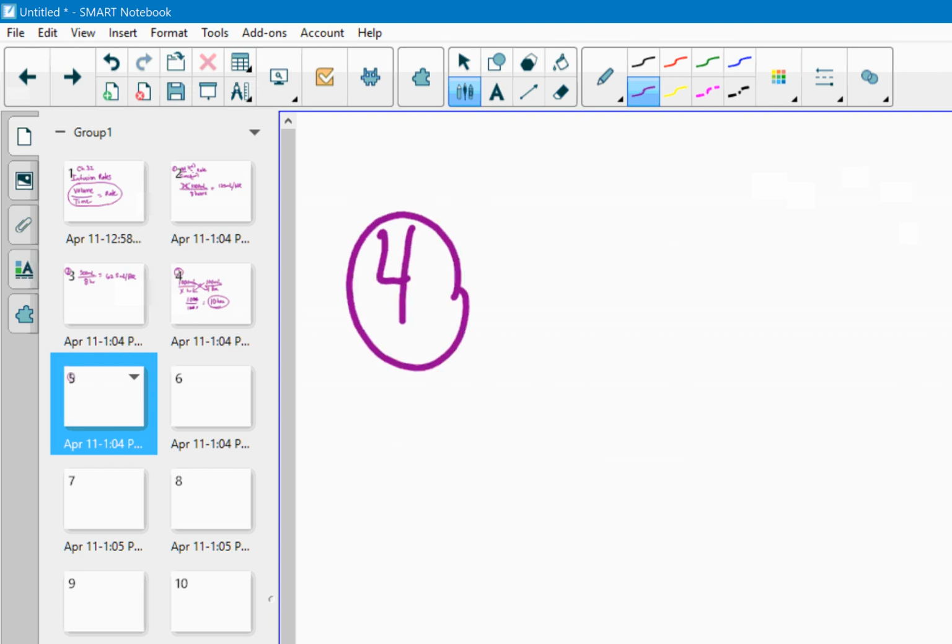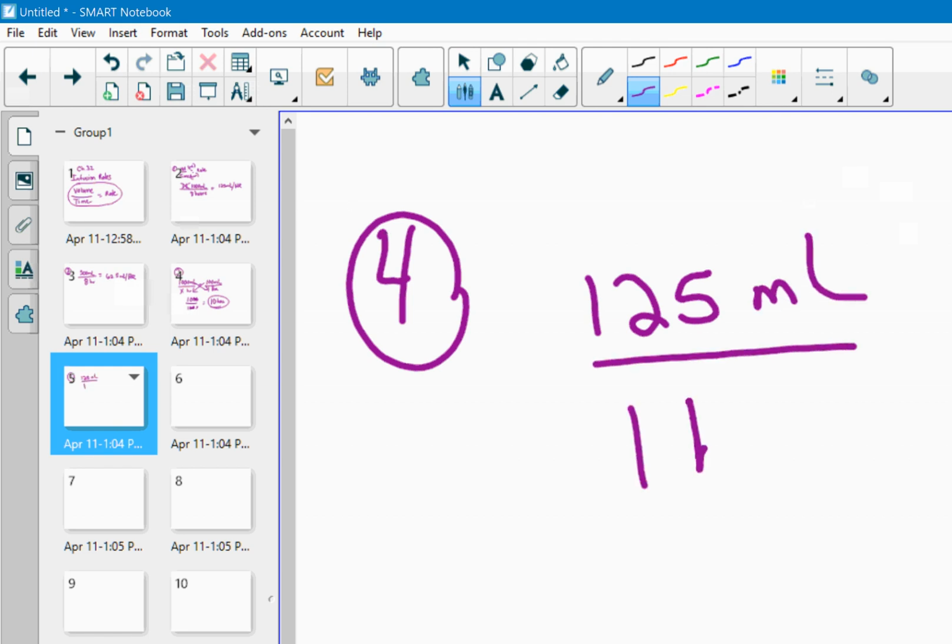Number 4, a sterile solution request form is received for a large volume parenteral. The infusion rate is 125 milliliters per hour. The nurse requests enough 1 liter bags for the next 24 hours. How many bags do you make? Okay, so we have our 3 parts, so we'll do this one in a ratio proportion form. The infusion rate, of course, is 125 milliliters per 1 hour.